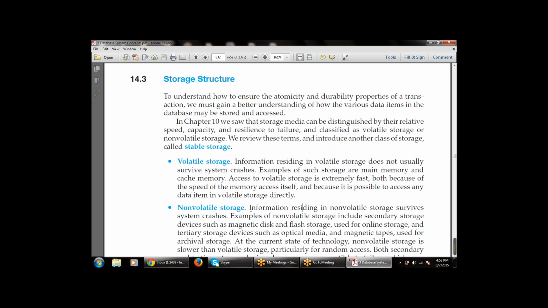Then next is the non-volatile storage. The information residing in the non-volatile storage survives system crashes; whenever there is a system crash, it is carried through by the non-volatile storage. Examples of non-volatile storage include secondary storage, that is the magnetic disk, floppy disk, and flash disk, also used for online storage, and optical media and magnetic tape, which are also used for archival storage. At the current state of technology, non-volatile storage is much slower than volatile storage.